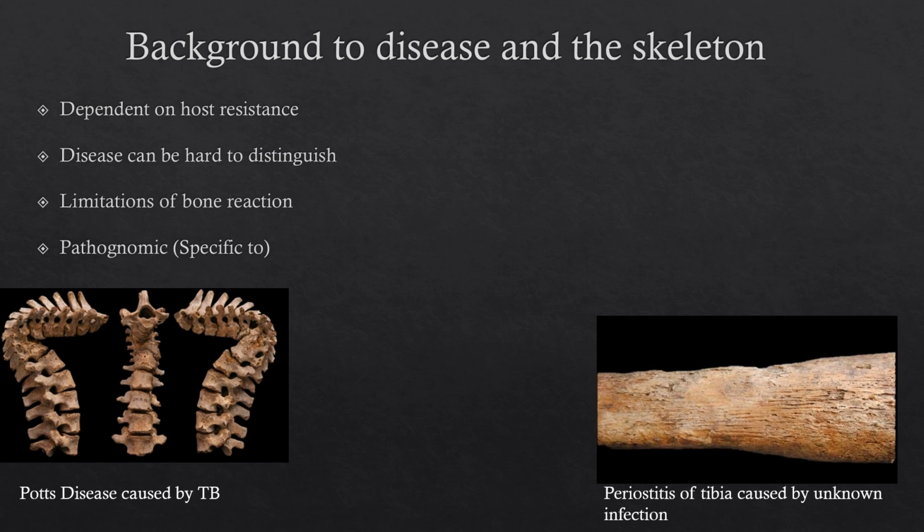If you look on the bottom left hand of the screen, there is a spine which has displayed massive remodeling caused by tuberculosis. This is known as Pott's disease, and it's pathognomonic to TB, meaning it's usually specific to this disease. On the other hand, you have non-pathognomonic pathology such as periostitis, which you can see on the bottom right hand corner, and you can't use that to identify one particular disease because it occurs across a whole spectrum.